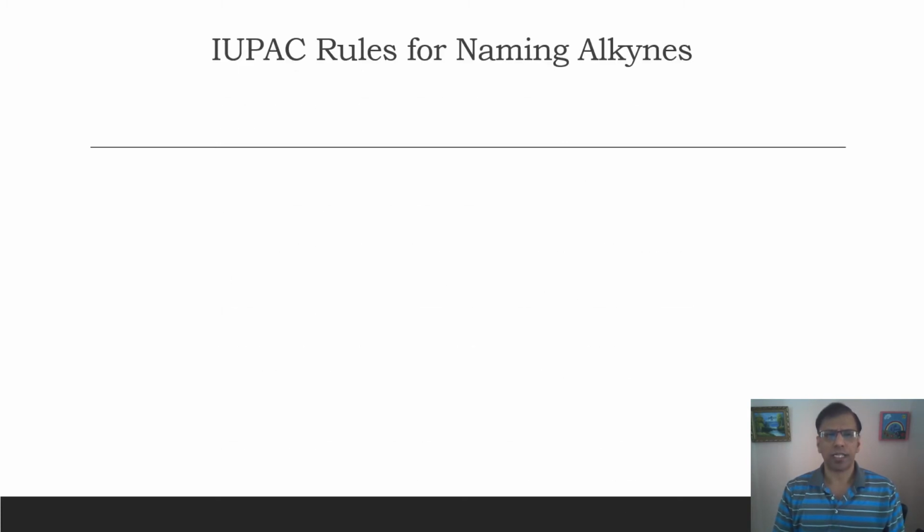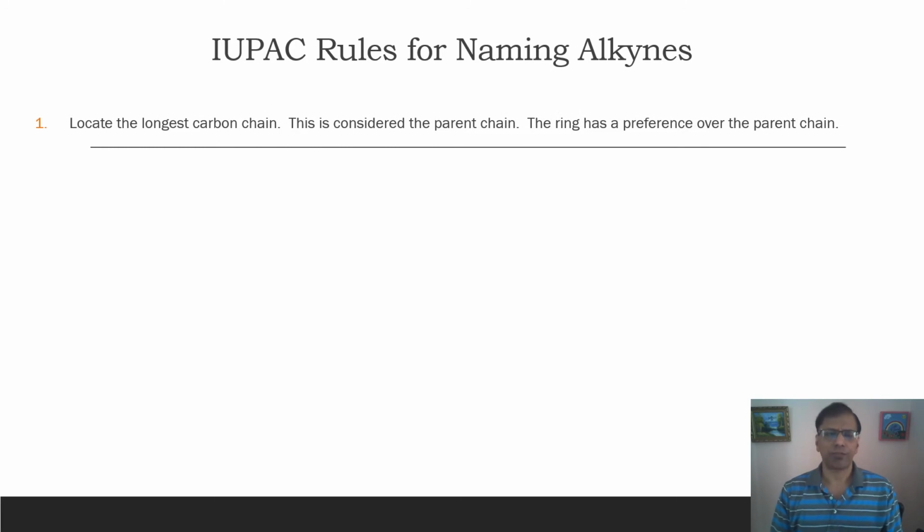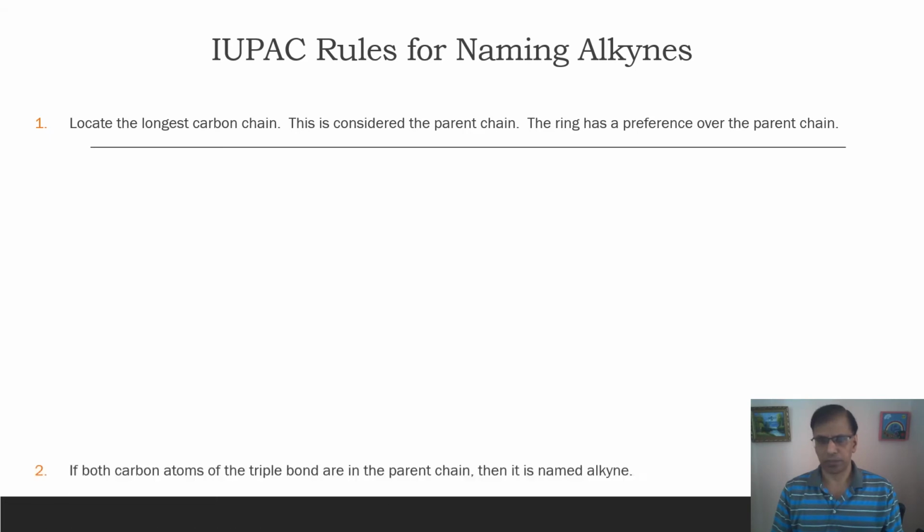So let's move on to understand the IUPAC rules for naming alkynes. First thing to do is to locate the longest carbon chain, and this is considered the parent chain. And if there is a ring in the molecule, then the ring has preference over the parent chain, and the ring will be considered as the parent, and everything attached to the ring is considered a substituent.